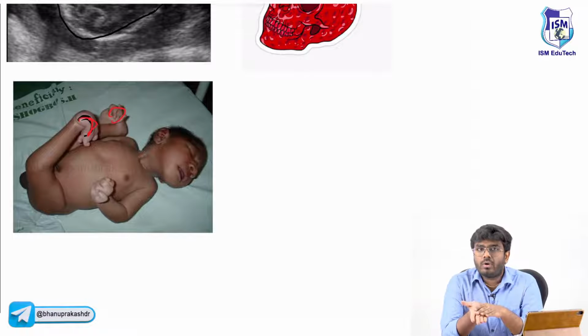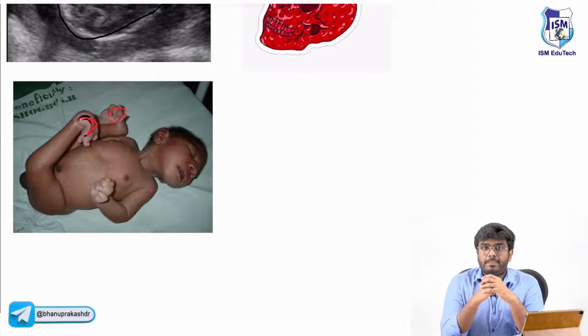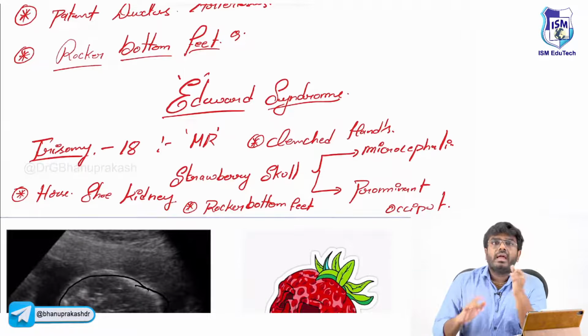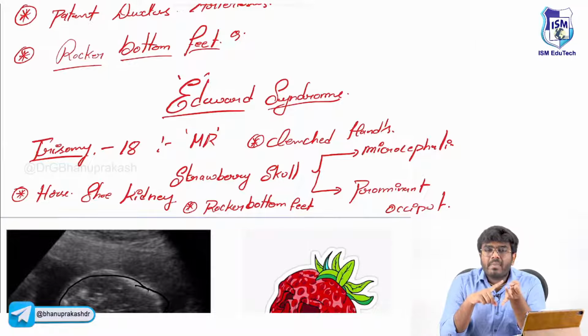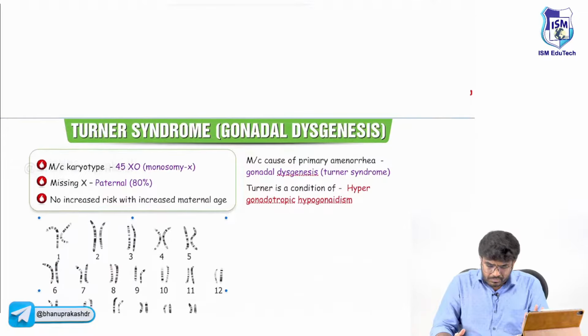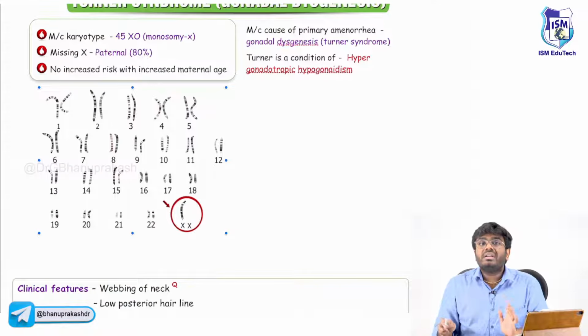Now after that, Patau. What are the important points about Patau? The patients are going to have cleft lip and palate, polydactyly, keyhole coloboma, and rocker bottom feet. Done, enough. After this, we discussed Edwards syndrome: trisomy 18, mental retardation, strawberry skull, prominent occiput, microcephaly, rocker bottom feet, horseshoe kidneys. Done, sir. Enough. After this, let's discuss Turner syndrome.